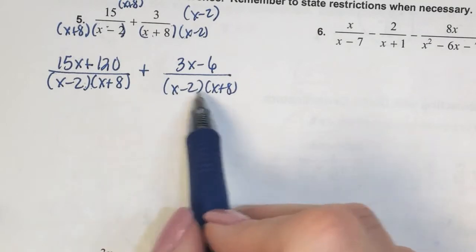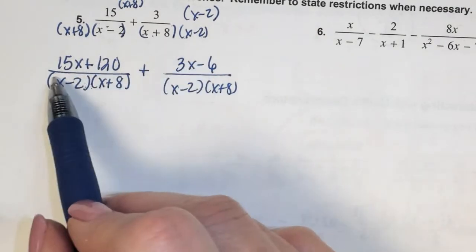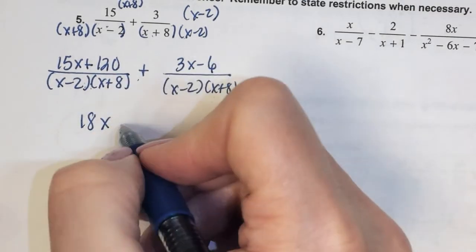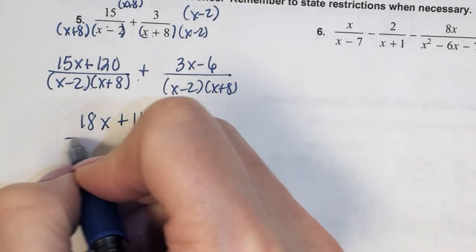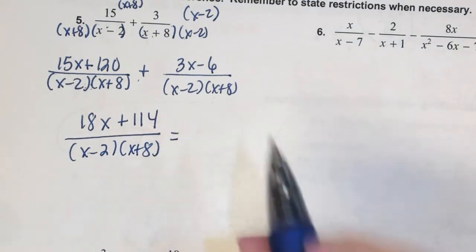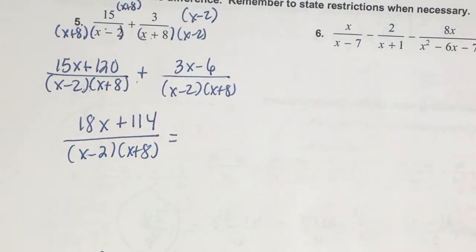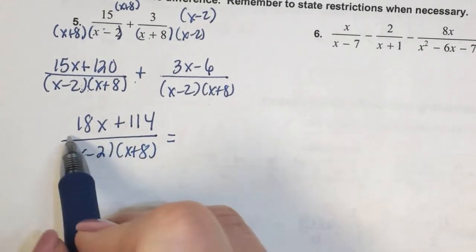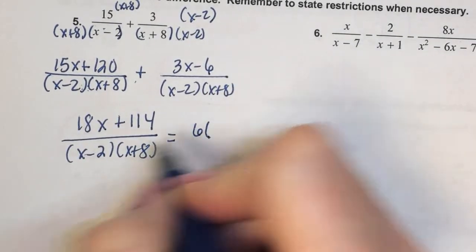I have a common denominator, so now I can combine the numerator. 15x plus 3x is 18x. 120 minus 6 is 114. Then I have x minus 2 and x plus 8. I want to see if maybe 114 can be divided by 18. I don't think so, but no. 114 can be divided by 2. 114 can be divided by 6. Okay, so I could factor a 6 out of the top if I wanted.